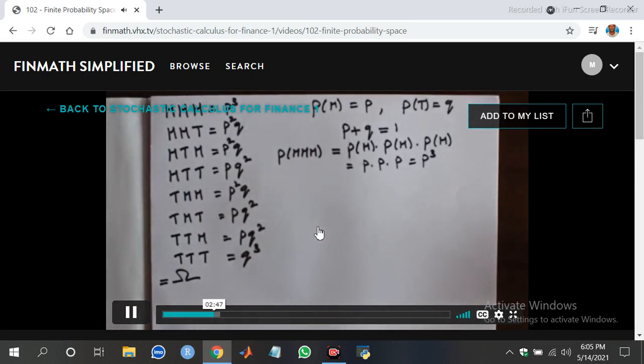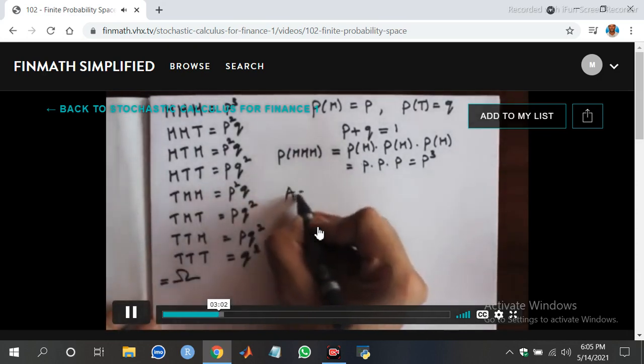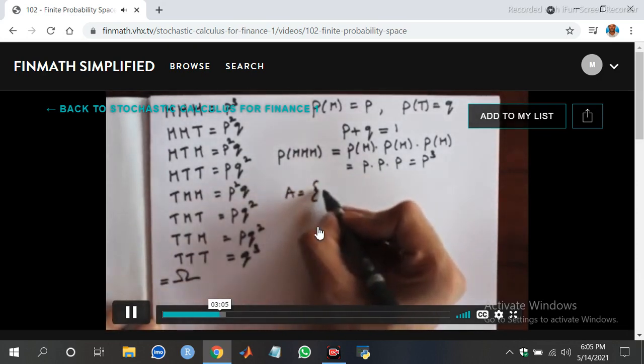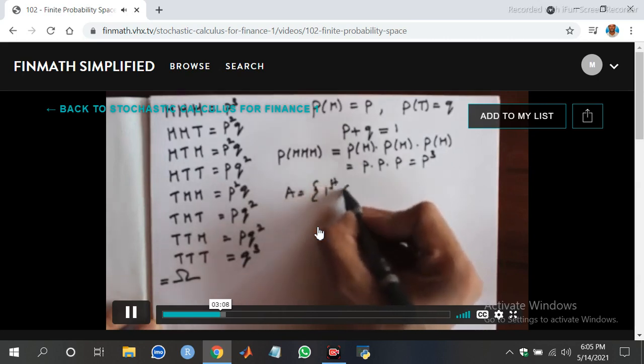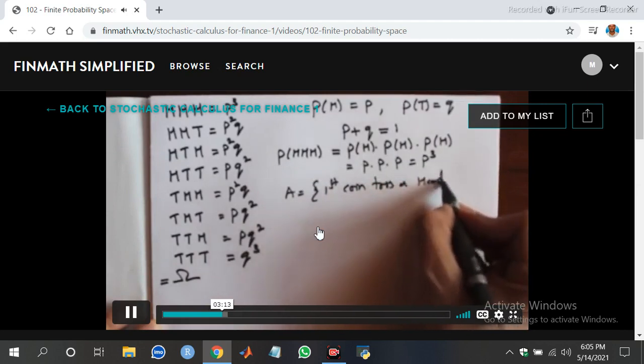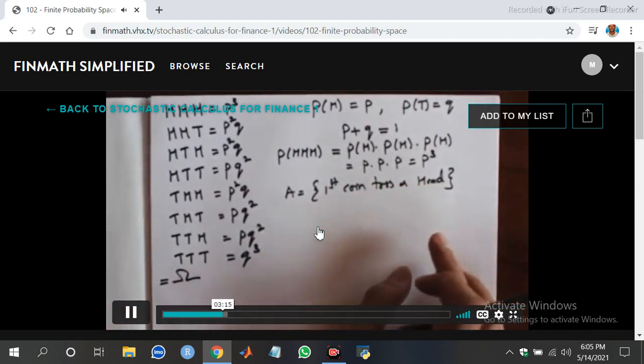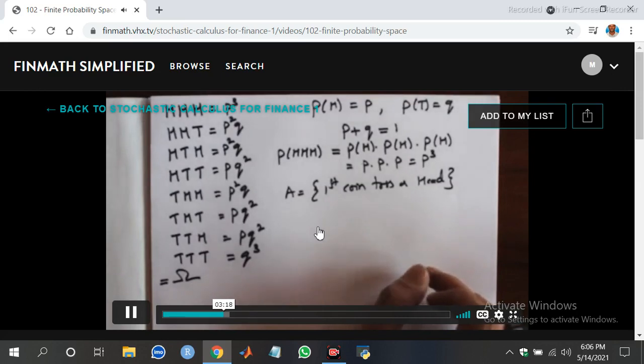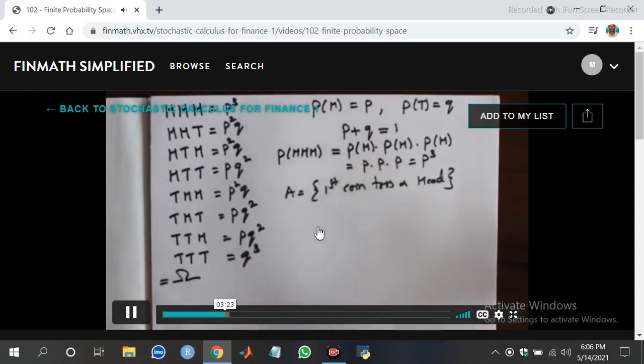Now let's make sure that this model we've created agrees with our intuition. So let's define an event. Let's define event A equals getting a head on the first coin toss. That's the event that we define, and we would like to find out the probability of getting a head on the first coin toss.